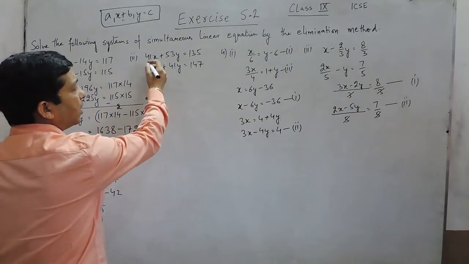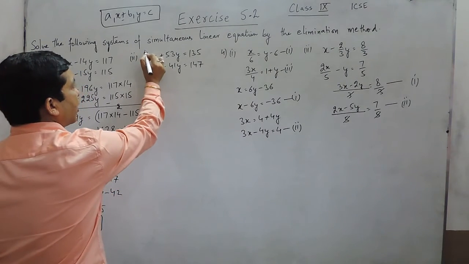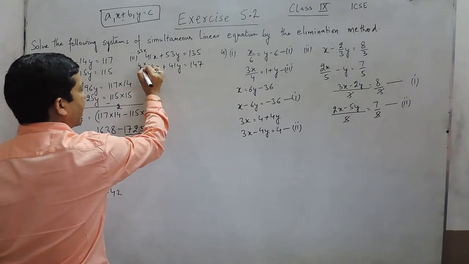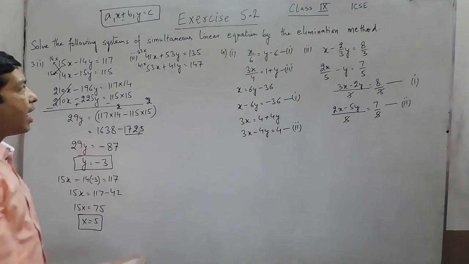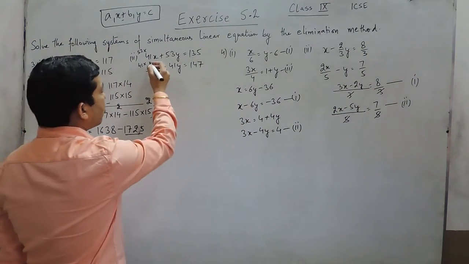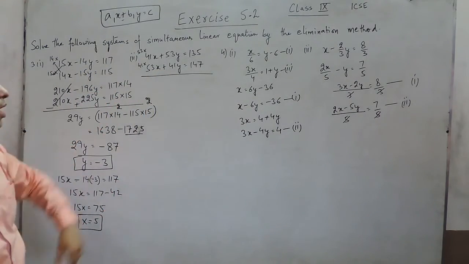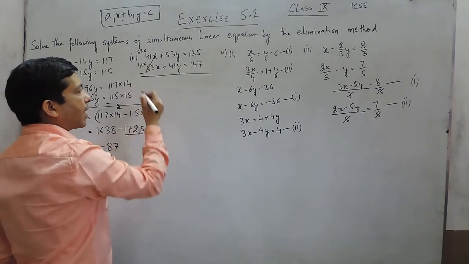Again, in this equation, which is quite lengthy, we have to multiply the first equation by 53 and multiply the second equation by 41. When we have multiplied, we know that the coefficient of x must be equal, so if we subtract, it can be cancelled out.